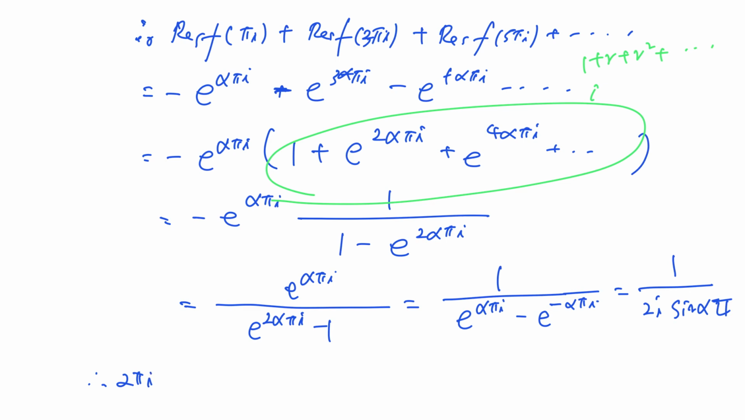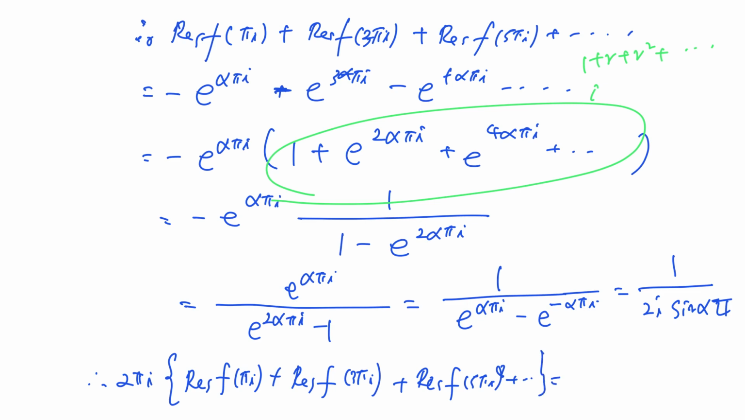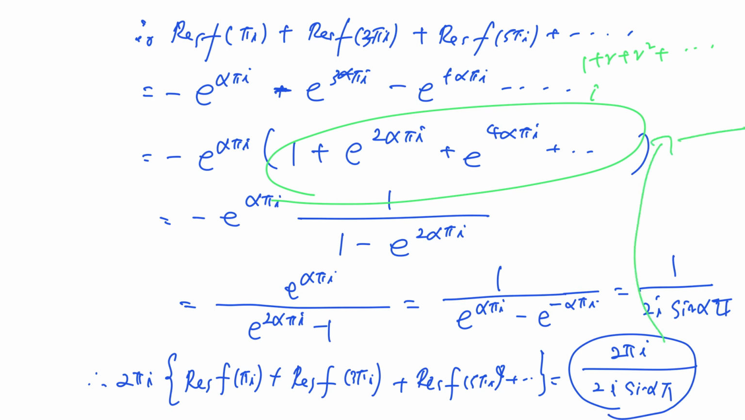and this is the same as 1 over 2i sine alpha pi, right? So as a result, 2 pi i times the summation of the residue of f at pi i plus the residue of f at 3 pi i plus the residue of f at 5 pi i, etc., is 2 pi i divided by 2i sine alpha pi. It becomes pi over sine alpha pi. So we also have pi.